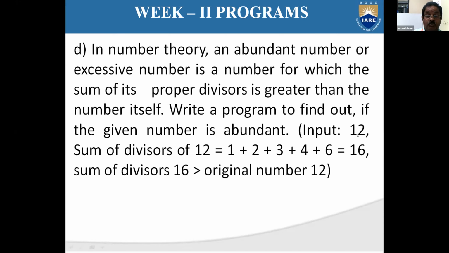Say for example, if you have inputted the number n as 12, then the divisors of 12 are: 1 is a divisor, 2 is also a divisor, 3, 4, 5 is not a divisor, 6 also. If you find the sum of these, you get 1 plus 2 plus 3 plus 4 plus 6, that is 16. Since the sum of the divisors is greater than the original number, 16 is greater than 12, the entered number is an abundant or excessive number. If not, it is not an excessive or abundant number.